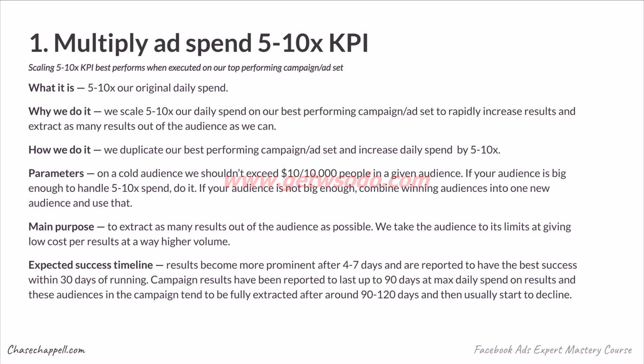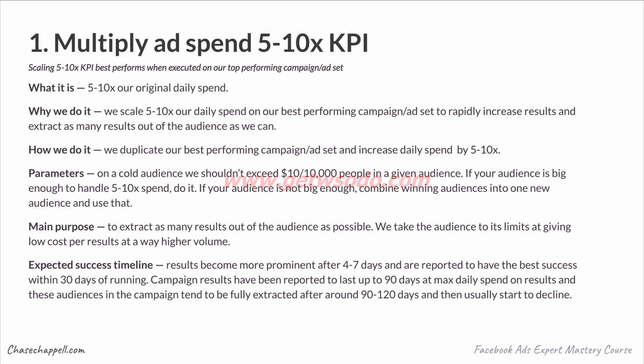So scaling 5 to 10 times KPI best performs when executed on our top performing campaign/ad set. So out of all of your ad sets and your campaigns, you're going to look for the one that has the highest amount of results for the lowest cost, basically your best performing one. And then if you're ready to scale, one way to do it would be to increase the daily spend on it by 5 to 10 times your original amount.